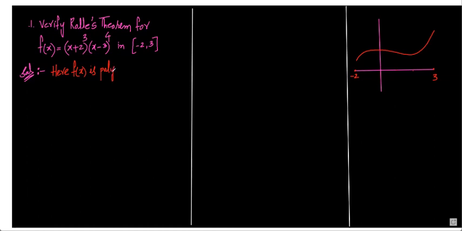All polynomials are continuous, all trigonometric functions are continuous, all exponential functions are continuous, all logarithmic functions are continuous. f(x) is a polynomial, so it is continuous on the closed interval [-2, 3]. Closed interval, as I said, includes the points -2 and 3. Condition number one is over; we have directly checked that it is continuous.